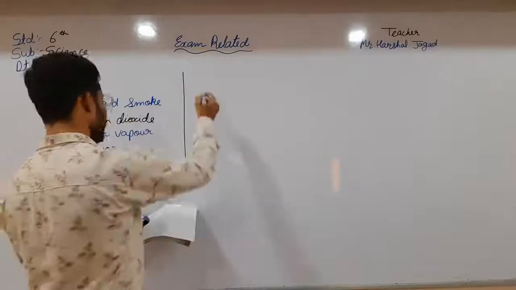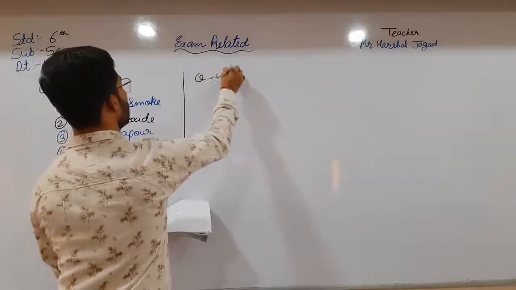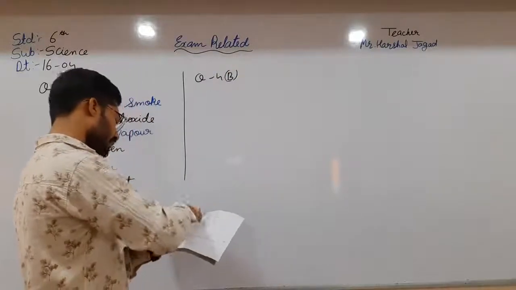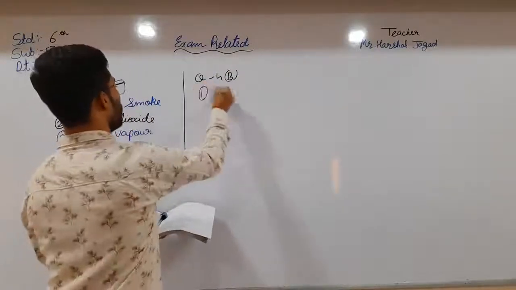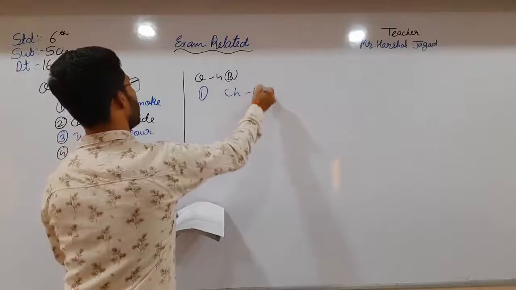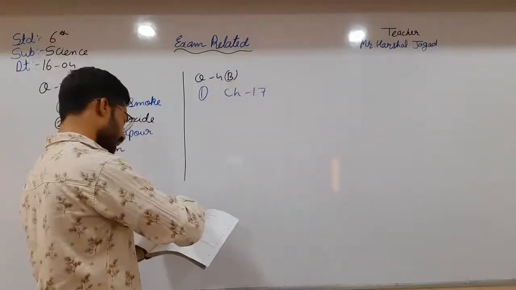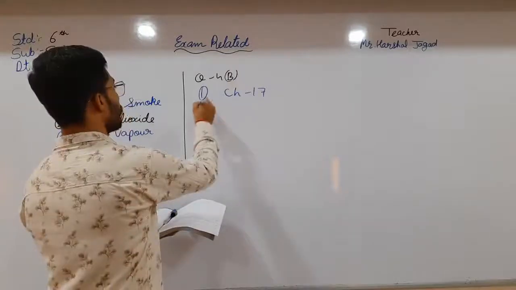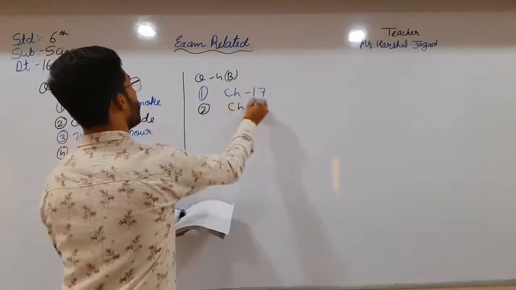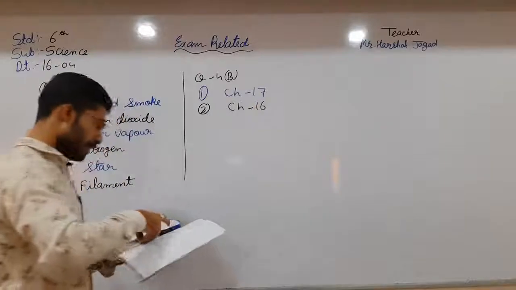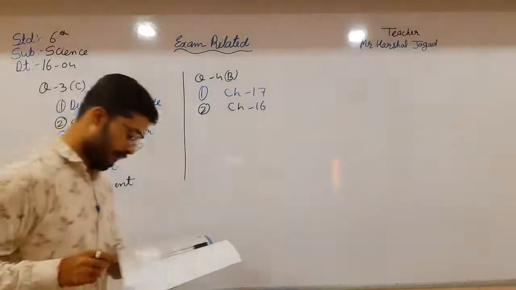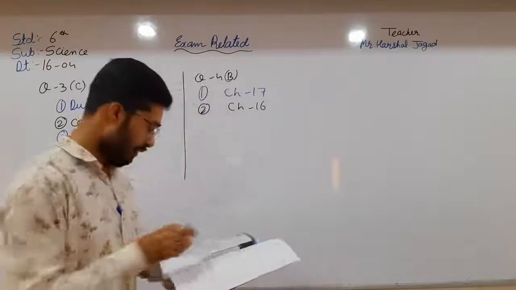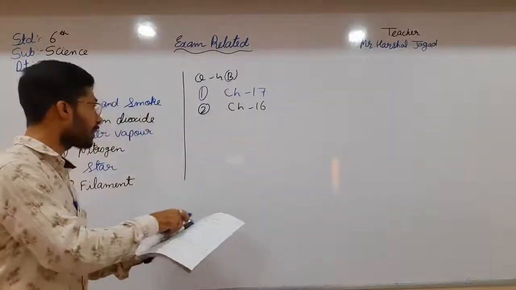question number 4b. So it is, what is composting? The first one, that is from chapter number 17. Then after, second one, what is a short note on the composition of the air? That is from chapter number 16. Okay. Then after, what is an electric circuit? Draw a simple one. So that is from chapter number 14.